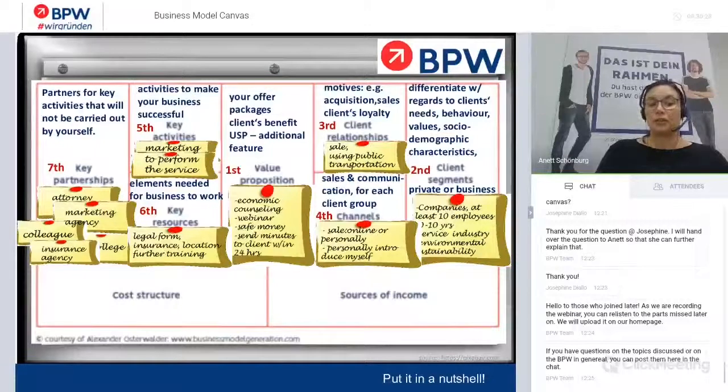In our example, we also need an attorney for our legal form, limited, and for our terms and conditions. And last but not least, we need a marketing agency to acquire first customers, since marketing is a key activity. We here in this example prefer professional help for marketing.